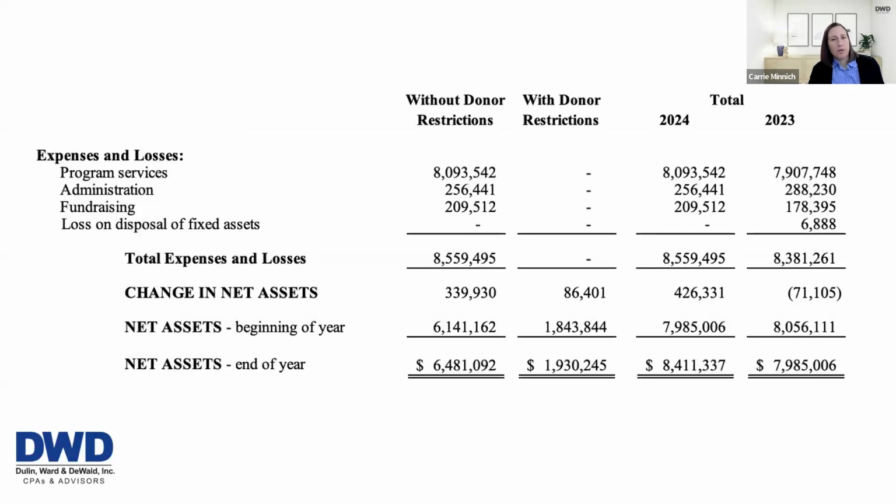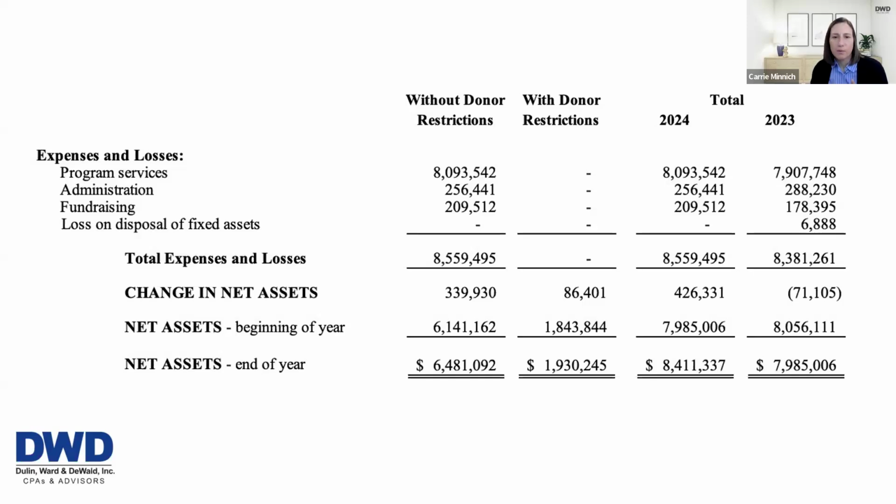When we look at the second part here, we see the expenses. And again, I noted that they're allocated between function: program, administration, and fundraising. So you can see that there. And then we also have expenses. Again, we're only paying expenses out of the left pocket. That's why it's only out of the without donor restrictions column.